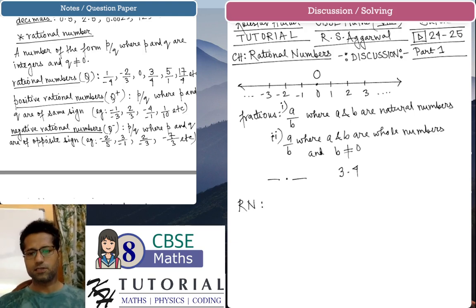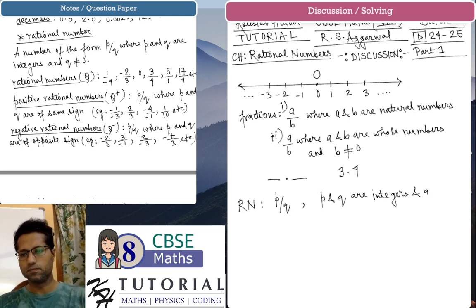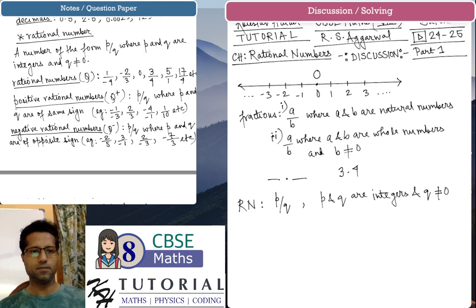So what are rational numbers? Rational numbers are any number of the form p by q, where p and q are integers, and q must not be equal to 0. You can see some examples of rational numbers in the notes: 1 by minus 4, minus 2 by 3. 0 is also a rational number because I can write 0 as 0 by 1. So 0 by 1 is in the form p by q, as both 0 and 1 are integers.